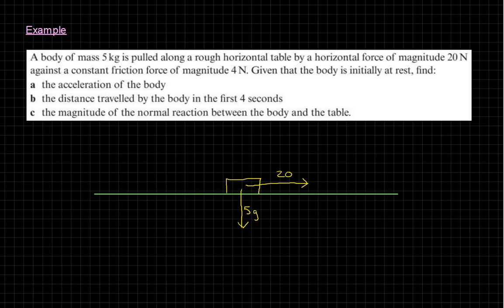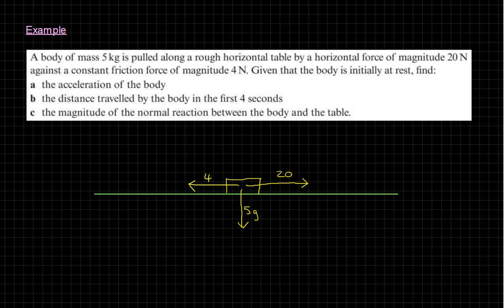Okay, so as we said, this table is rough, so that means as it's being pulled along to the right, the friction of the table on the body is making it slow down a little bit in some sense. It's resisting this motion of 20 newtons, so that's going in the other direction. So let's draw that on here. So that is 4 newtons to the left.